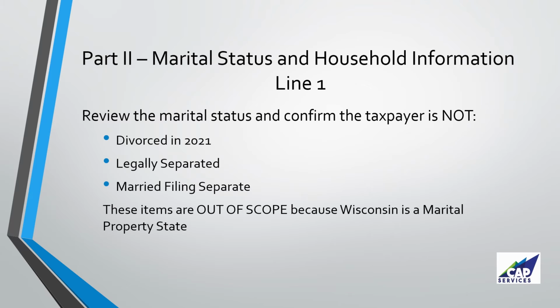Part 2, marital status and household information, line 1. Review the marital status and confirm that the taxpayer is not divorced in the current tax year, legally separated, or married filing separate. These items are out of scope because of the complexity of marital property laws in Wisconsin.